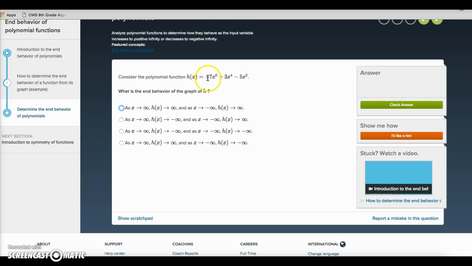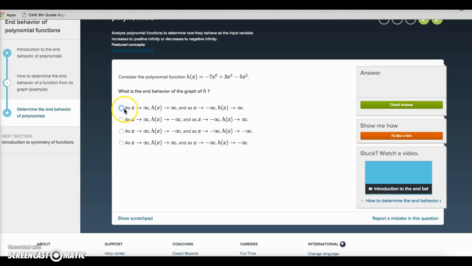This should open down, just like when we looked at quadratics, having a negative coefficient out here meant that the parabola opened downward. So the same thing applies here. So we should have a down and down end behavior. And what that means is as x goes off to negative infinity, h of x goes off to negative infinity. And as x goes off to positive infinity, h of x should also go off to negative infinity as well. So both of our outputs should be heading towards negative infinity as x gets larger and smaller.